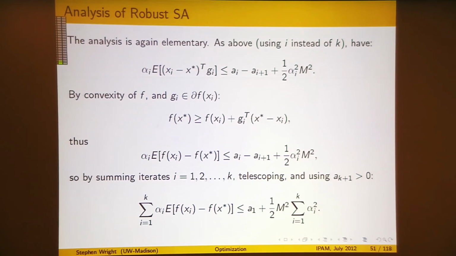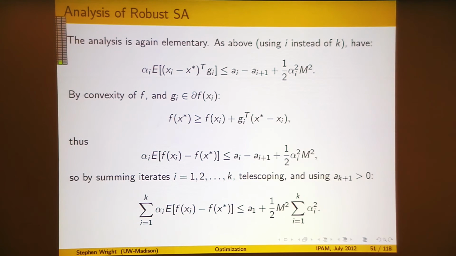g_i is a subgradient of f at x_i, so I know that f of x_i, it's on the true graph of f, so it lies above this linear approximation. Okay, so I can use that fact to replace this with a lower bound. And a lower bound on this quantity is simply f of x_i minus f of x star. Okay, so I can replace this by this using this inequality here.